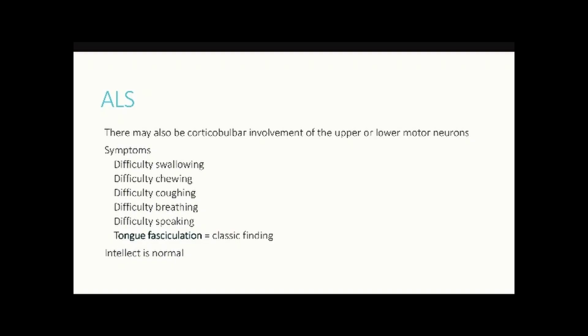If they have cortical bulbar involvement: difficulty swallowing, chewing, coughing, breathing, speaking. Tongue fasciculations is a very common finding for ALS. Okay, these are all things, again, dealing with the mouth area. That's why they have these problems. Cortical bulbar involvement, lack of motor control, they lose these functions. Again, intellect is normal. Think of Stephen Hawking. He was still writing books and theorizing things while he was very advanced with the ALS.